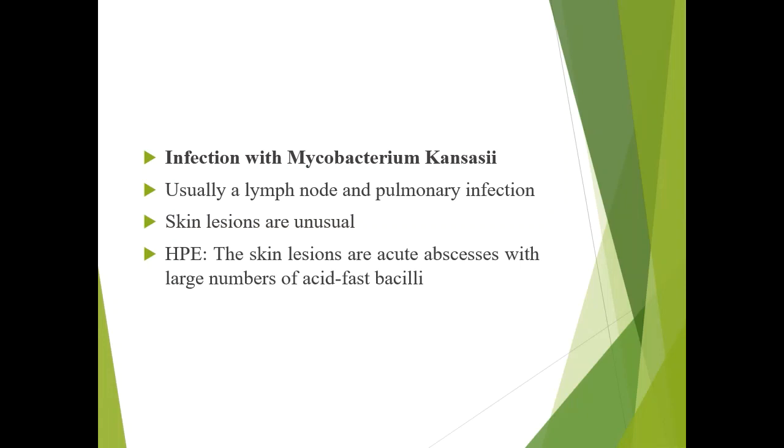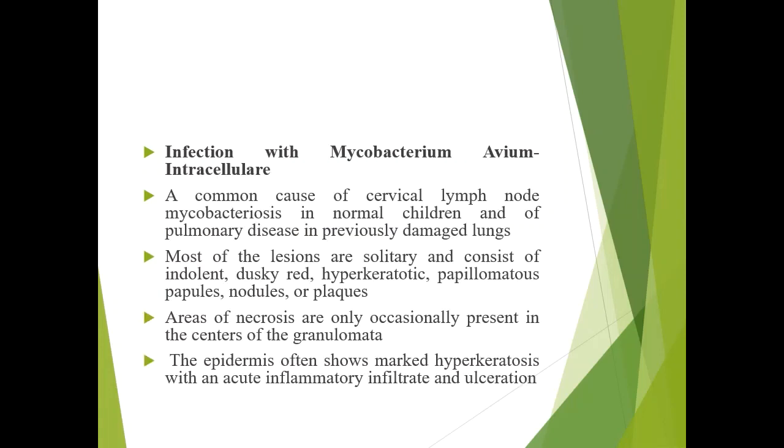Mycobacterium avium intracellulare is a common cause of cervical lymph node mycobacteriosis in normal children and of pulmonary disease in previously damaged lungs. Most of the lesions are solitary, consisting of indolent, dusky red, hyperkeratotic papillomatous papules, nodules, or plaques. Areas of necrosis are only occasionally present in the centers of granulomata. The epidermis often shows marked hyperkeratosis with an acute inflammatory infiltrate and ulceration.